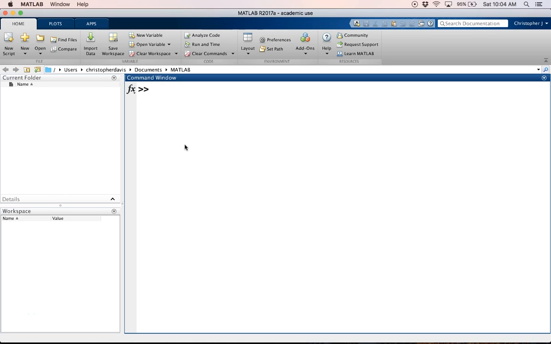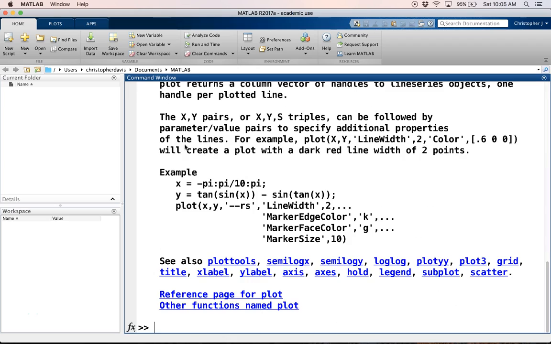Plotting in MATLAB probably works differently from what you're used to. It's not going to be based off of functions so much, not so much plot y equals x cubed, plot the function x cubed. It's going to be much more dependent on plotting specific coordinate points. So let me show you what I mean by going to the help documentation for plot.